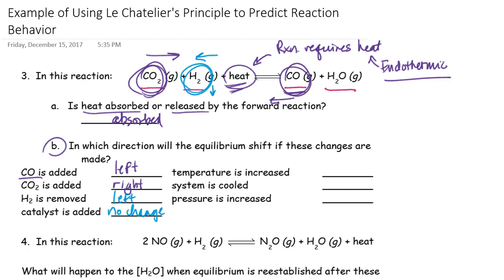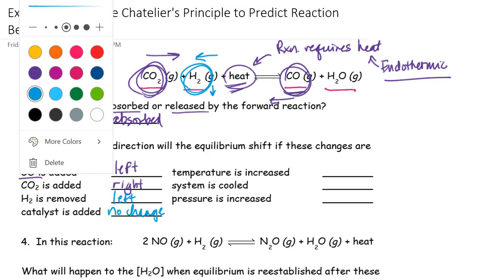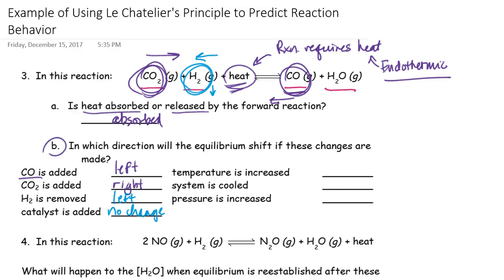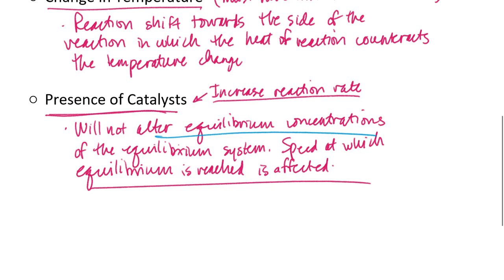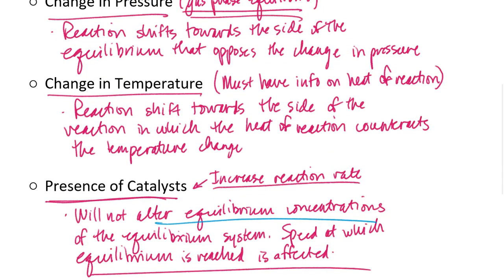What about if the temperature is increased? Well, if the temperature is increased, that's going to deal with this heat term that I just circled here in pink. And so, again, according to Le Chatelier's principle, the reaction is going to shift towards the side of the reaction in which the heat of reaction counteracts the temperature change.